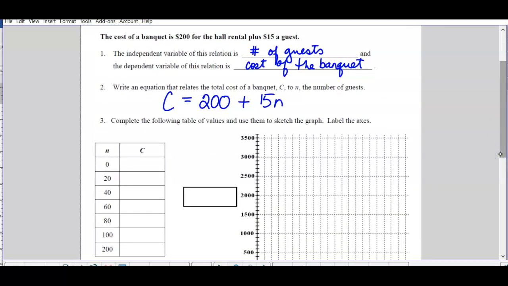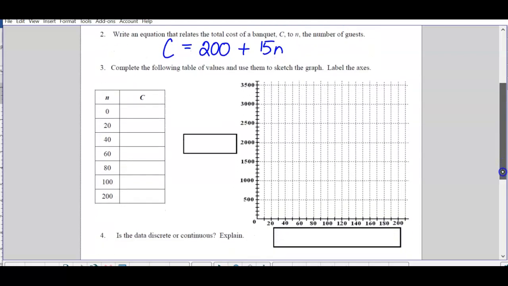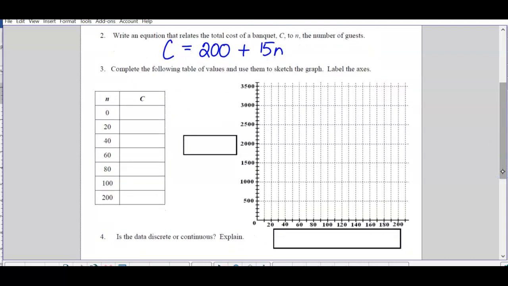Then it says complete the following table of values and use them to sketch the graph. Label the axes. So if there are 0 guests, it's still going to cost you $200, right? If no one shows up, that's a flat rate. That happens a lot. There's a base pay, even if no one shows up. It's almost like a non-refundable deposit.